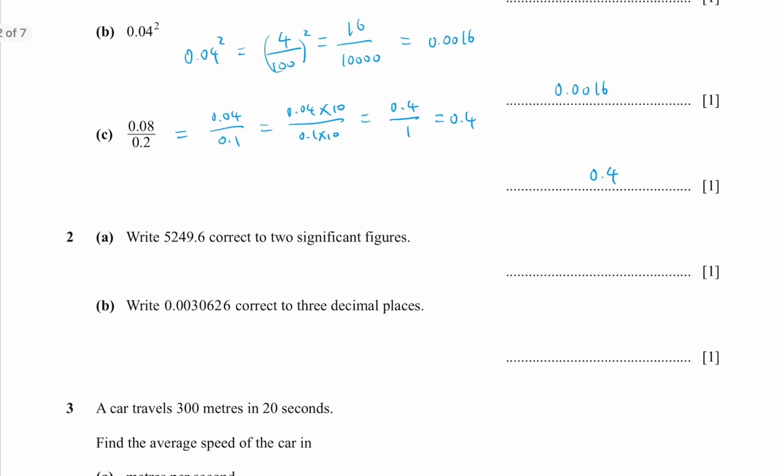Then we go through 2a. We write 5,249.6 correct to two significant figures. So we only focus on the first and then the second terms. Because the third number, the 4, is less than 5, the answer is 5,200.